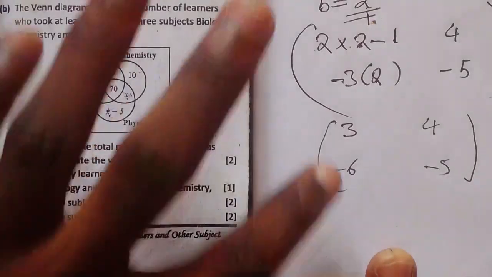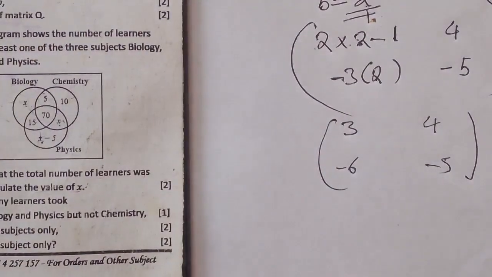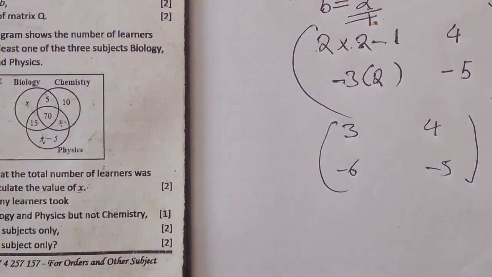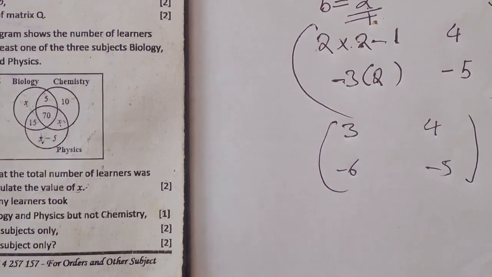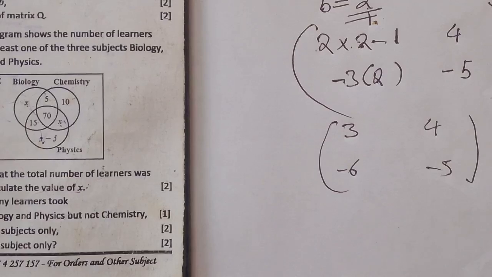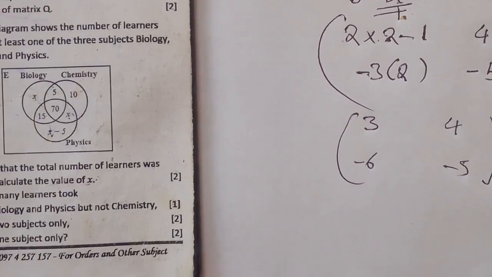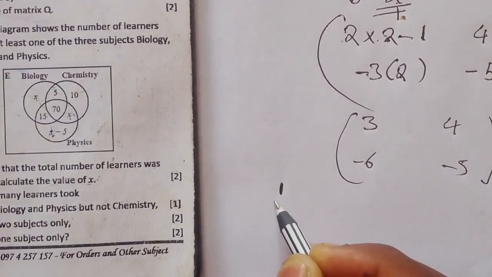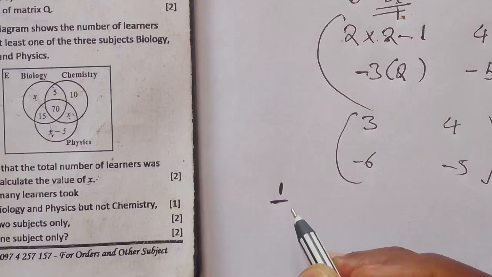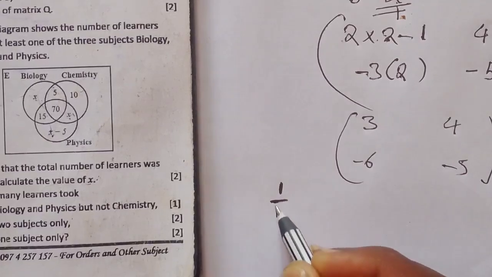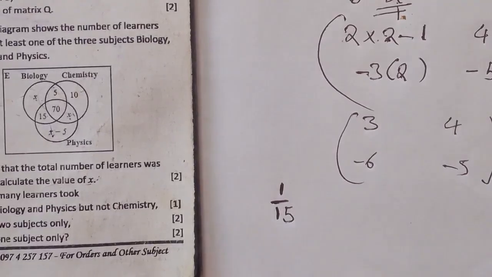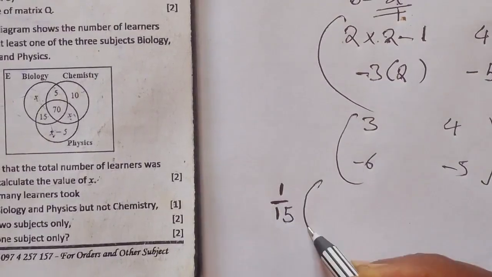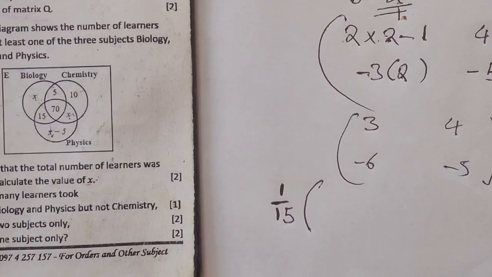Let's now find the inverse. So we know that the inverse is multiplied by the determinant. So the determinant was 1 over 15, or is 1 over 15, because we're still solving this. So we take 1 over our determinant, then you multiply it with the adjugate of matrix Q.